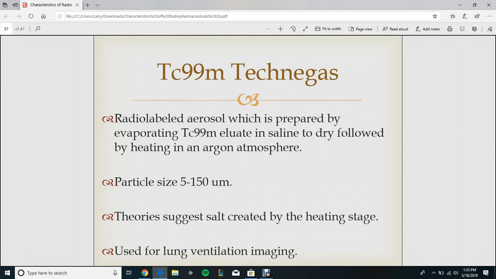Technetium-99m Technegas is a radio-labeled aerosol which is prepared by evaporating technetium-99m eluate in saline to dry, followed by heating in argon atmosphere. The particle size is 5 to 150 micrometers. Theory suggests salt is created by the heating stage. Used for lung ventilation imaging.